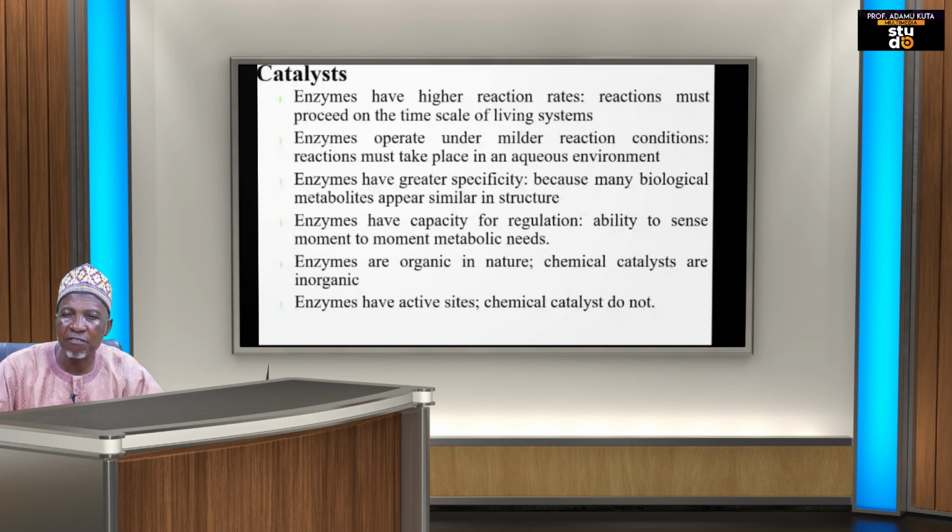So enzymes have higher reaction rates compared to chemical catalysts. An enzyme can have a turnover rate in millions per minute. So when carbohydrate is being metabolized in the system, whatever the volume of carbohydrate you take, it takes a minute quantity of enzyme to transform that large quantity into usable forms. And then enzymes operate under milder conditions. When temperatures are too high, the enzyme denatures.